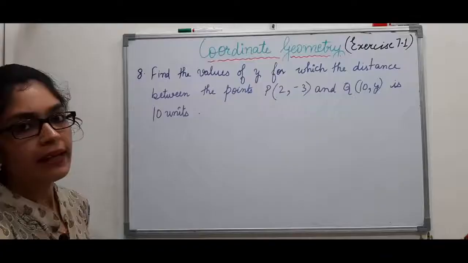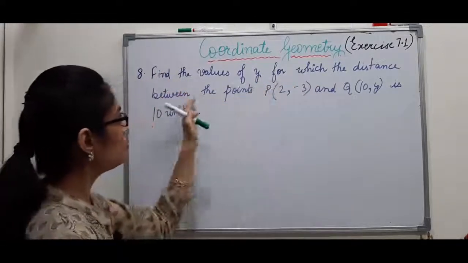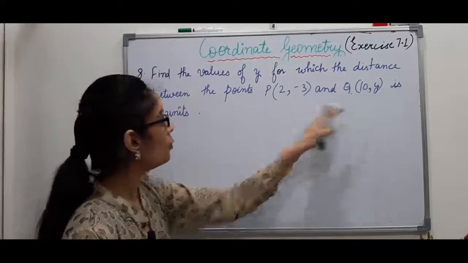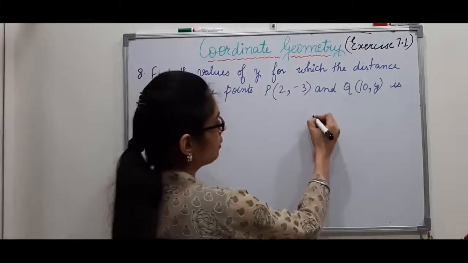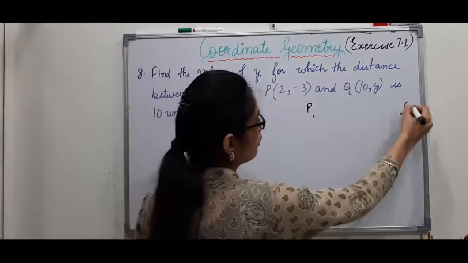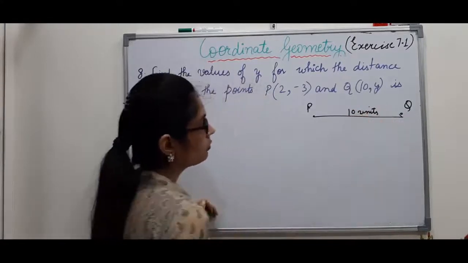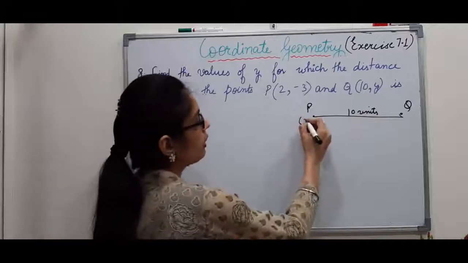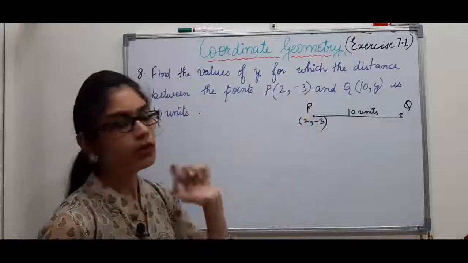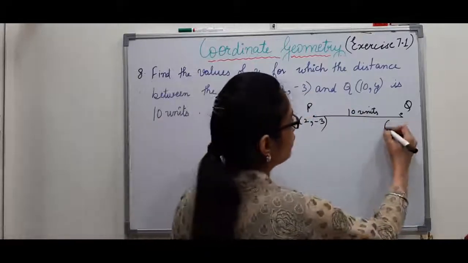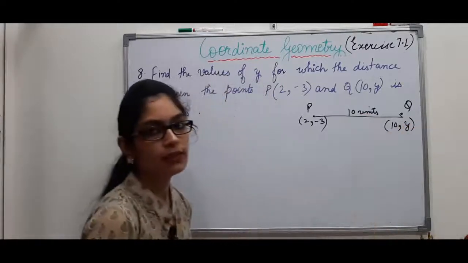8th question, we have to find the values of y for which the distance between the points P and Q is 10 units. So now they have already given you the distance. For example, see 2 points they have given P and Q. So their distance they have given you, it is 10 units. But in these 2 points you can see one coordinate it is given to you, x is also given and y is also given. But in the other point only x coordinate is given to you. So you have to find the value of this y.